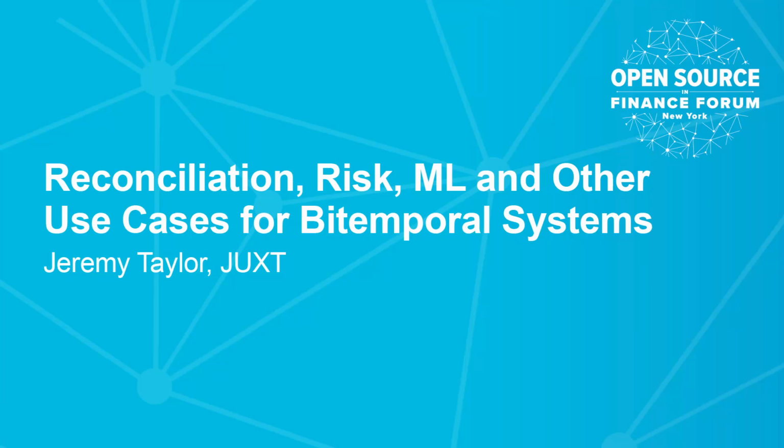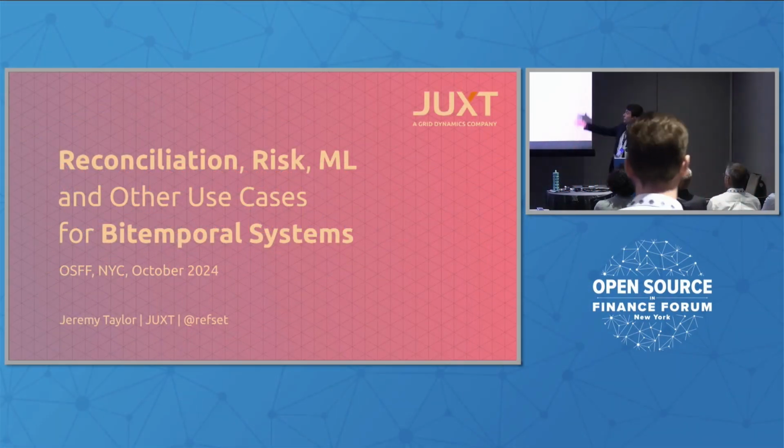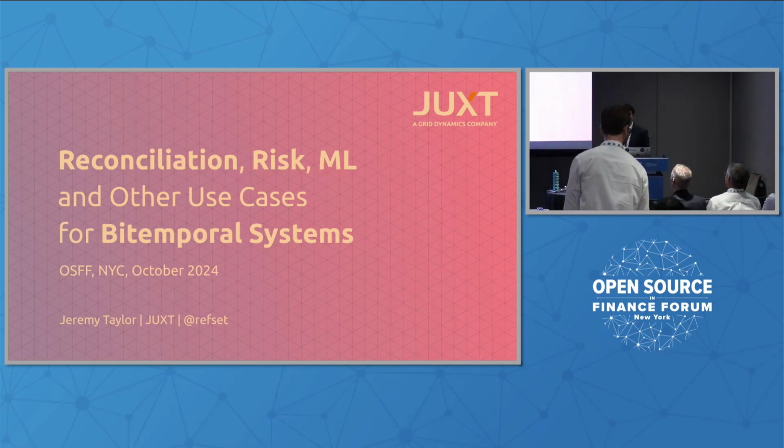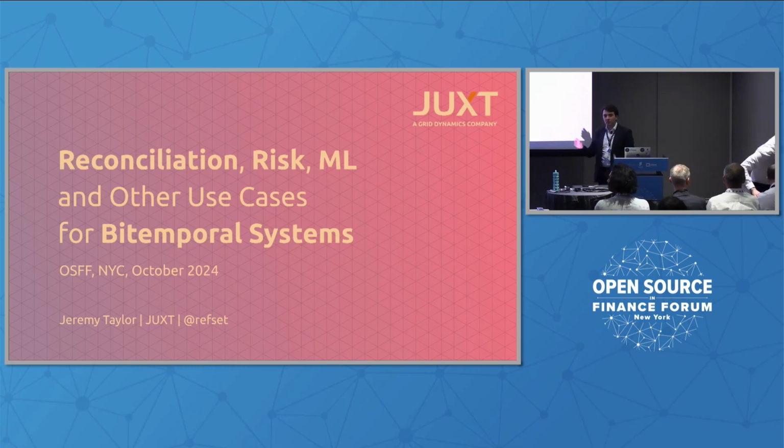I work for a consultancy called JUXT, part of a larger company called Grid Dynamics. Myself and a few other people in JUXT have been working on this very niche problem called a bitemporal database for a number of years. One of our goals is this general vibe that we need to simplify software. The way we build systems is too complicated, and we're always on the search for better abstractions. How can we simplify the systems we build? That's what I'm here to talk to you about today.